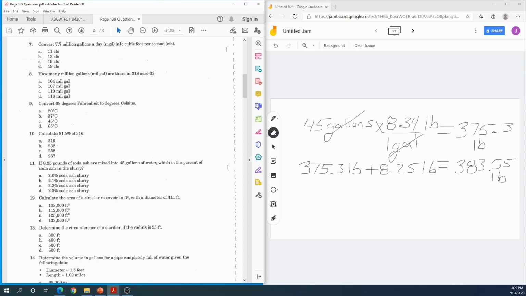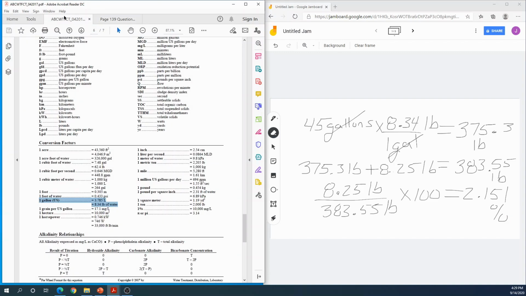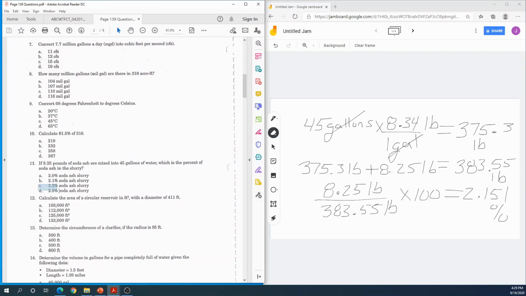Now the problem asks for the percent of soda ash in the slurry. So we know we have 8.25 pounds of soda ash and a slurry of 383.55 pounds. Now I want to get this to a percentage, so we're going to multiply by 100. And this is going to equal 2.151%. So that's going to round up to be C, 2.2% of soda ash in the slurry.